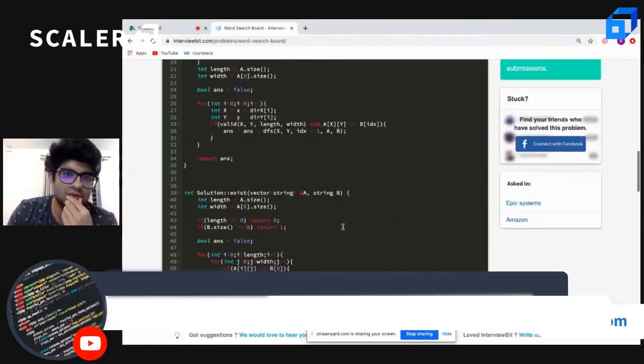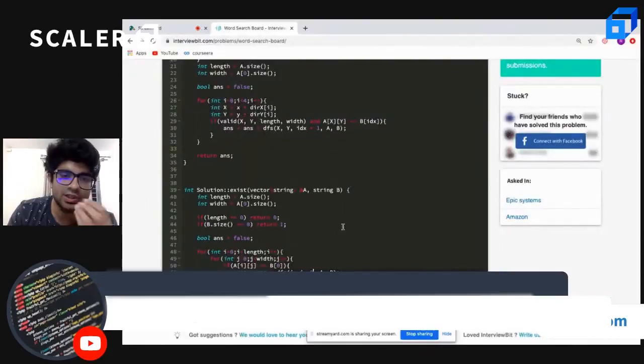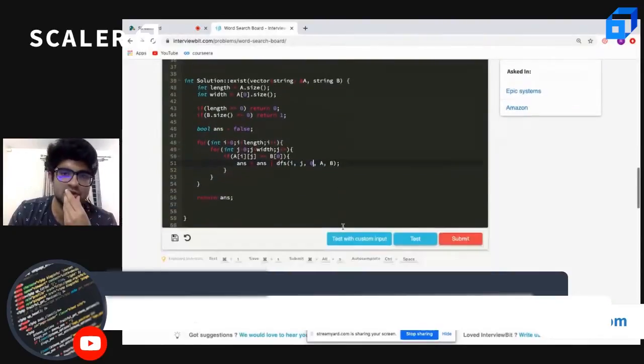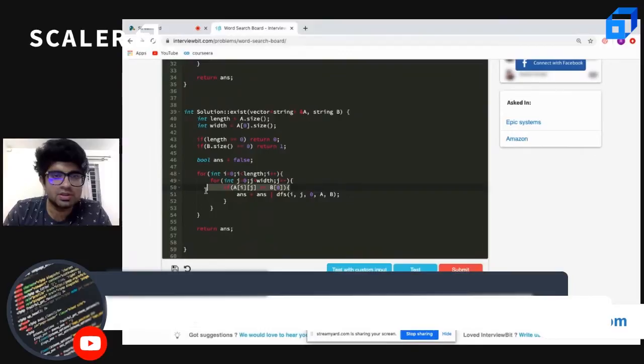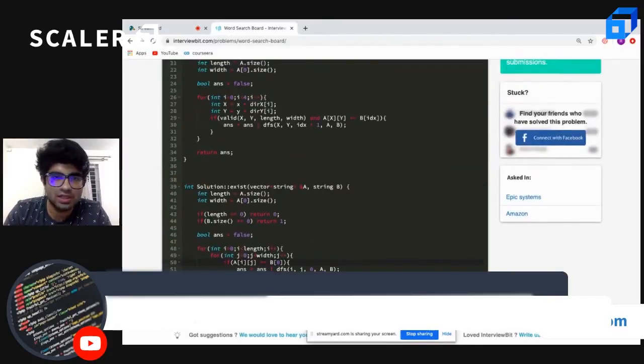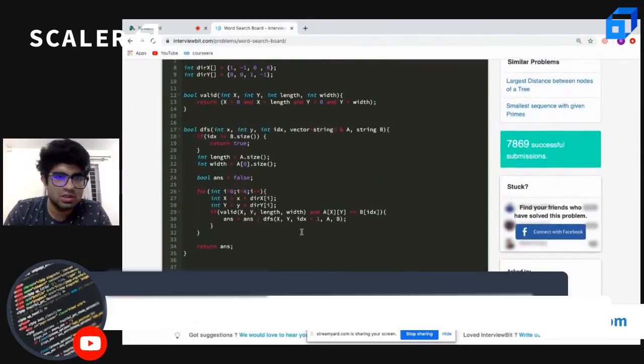Should write it as 0. Because from this as well, I need to move to all the possible directions. I'm applying DFS only when we have this thing. I have i, j, 0, A, B. Now I am checking if I have that particular element at that particular index and it is equal to and it is valid. Greater than 0, greater than or equal to 0.